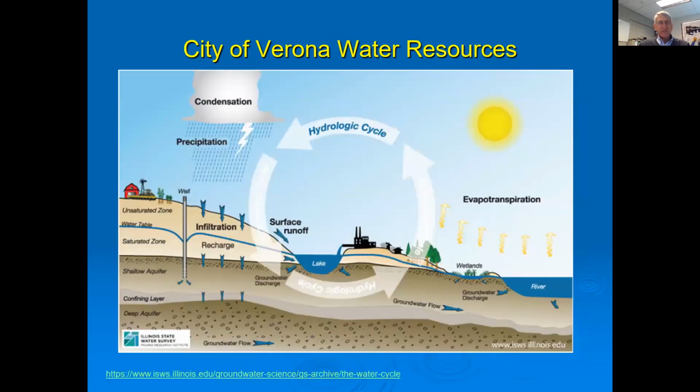This next diagram shows a little bit more human impact on that water cycle. This diagram shows a well, some factories, homes, and the importance of this is showing that there are wells in the ground, that they're withdrawing that groundwater. Verona's water wells happen to penetrate much deeper than this diagram shows, down into what's called the bedrock aquifer.